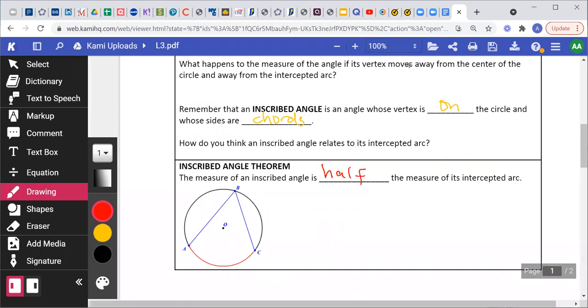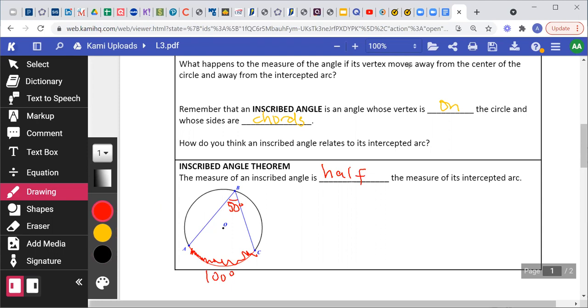the measure of its intersected arc, which means this is an intersected arc. If this inscribed angle is 50 degrees, that means the arc that is formed here, AC, will be twice that angle down there. So 2 times 50 is 100.